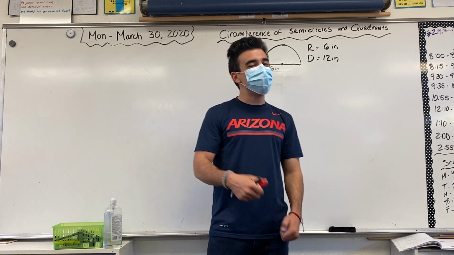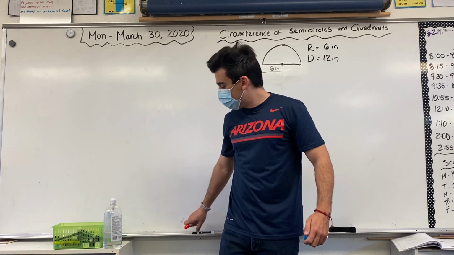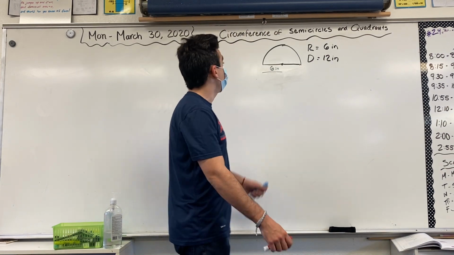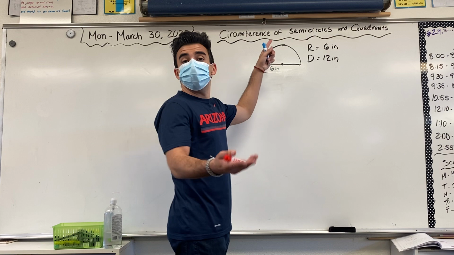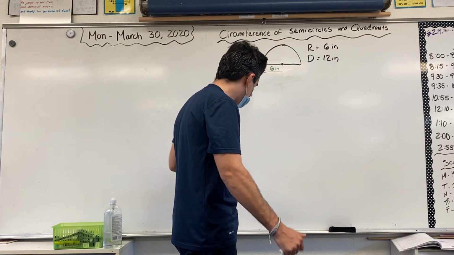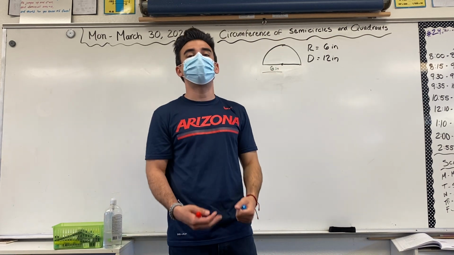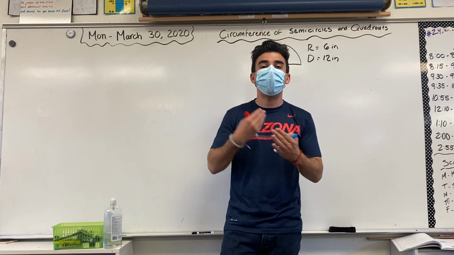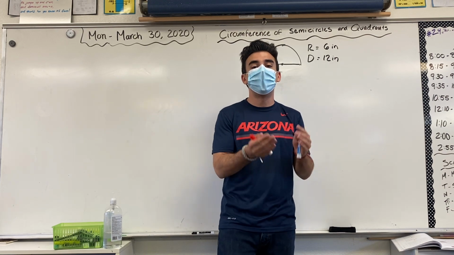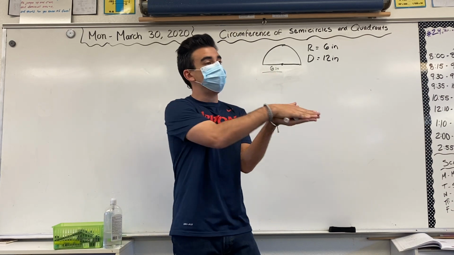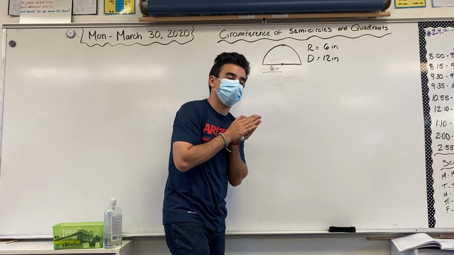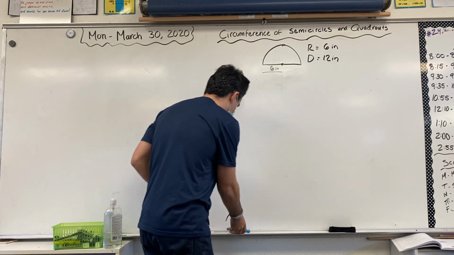All right, are you guys ready to learn something new? So now we're going to figure out the circumference of a semicircle. Now, let's talk about a semicircle. A semicircle is exactly half of a circle. So you fold a circle in half and you would see a semicircle. And that's what we're going to find the circumference of.